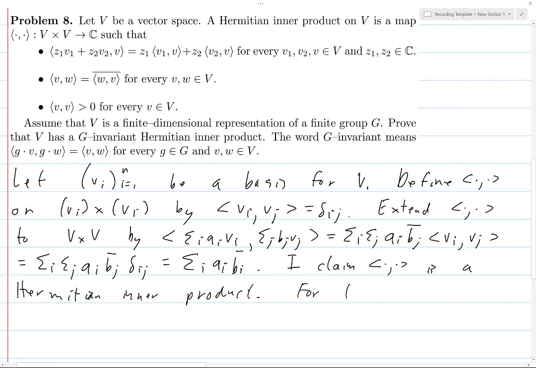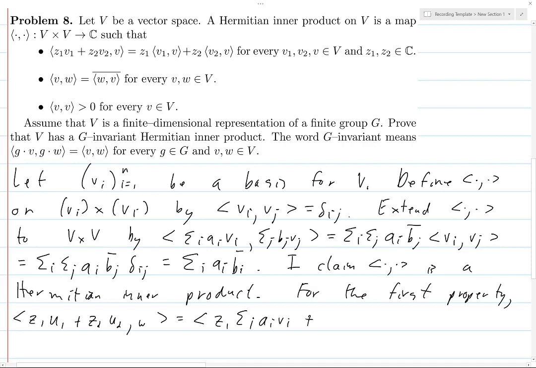Okay, so for the first property, we want to prove the linearity in the first coordinate, that's what the first bullet point up at the top means. So let's see, we take this inner product of z1 u1 plus z2 u2, w, and here z1 and z2 are going to be complex numbers, and u1, u2, and w are going to be elements of V, which are linear combinations of v_i. So we're going to call u1 the sum of a_i v_i, u2 the sum of b_i v_i, and then we'll say that w is the sum of c_j v_j.